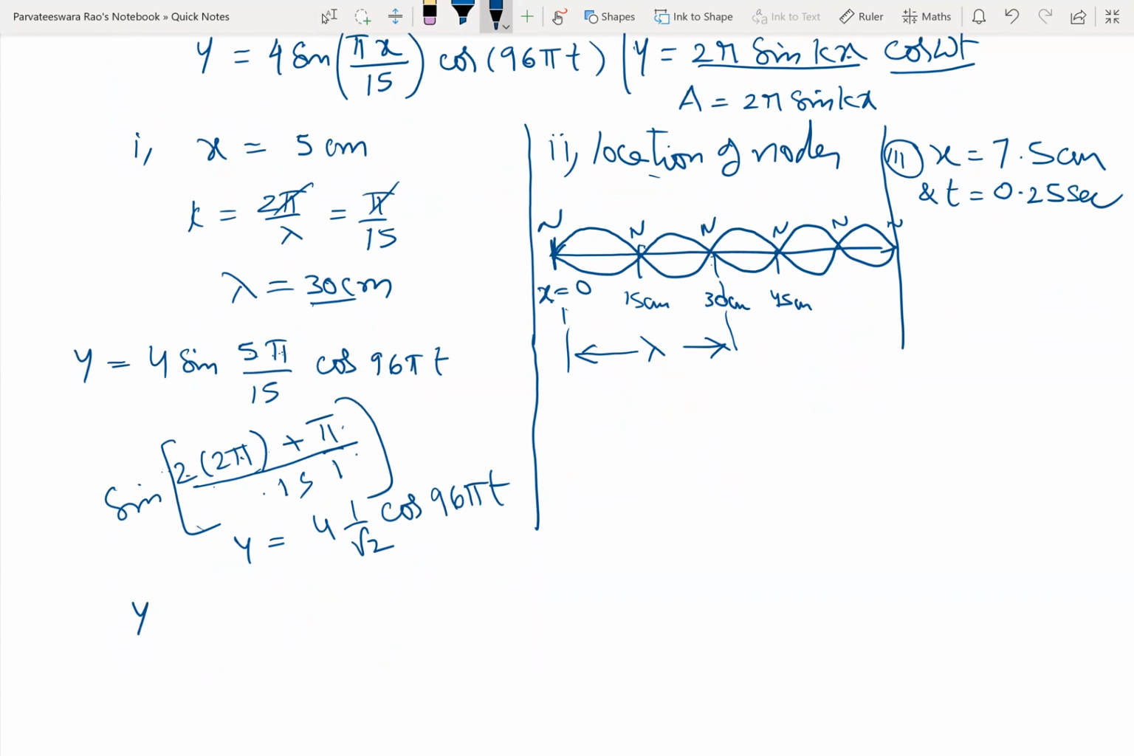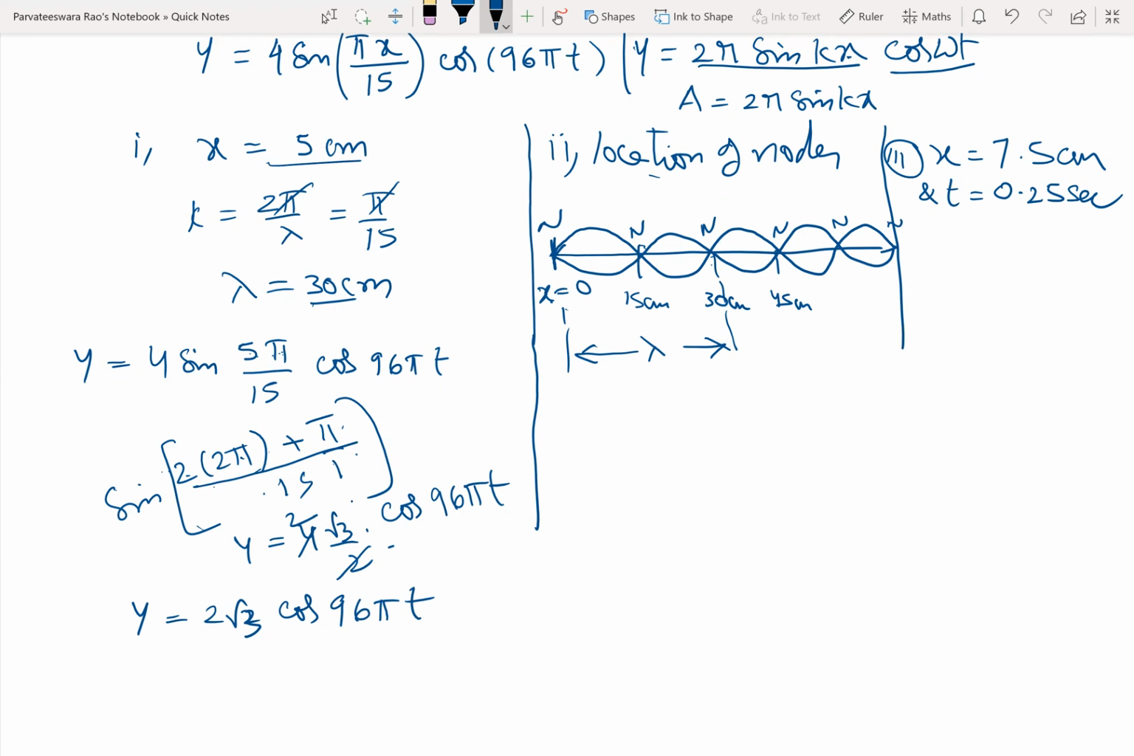Means the displacement becomes 2 root 2 cos... Sir, root 3 by 2. I think it should be root 3 by 2, correct? Yes, sir. So 2 root 3. So 4 into root 3 by 2. So it should be 2 root 3 cos 96 pi t. That is the displacement at a distance x equal to 5 centimeters.